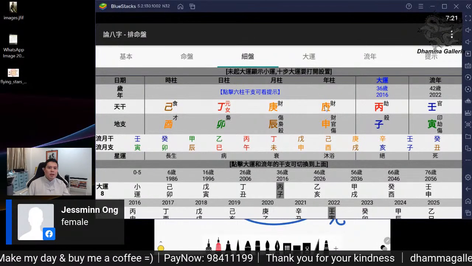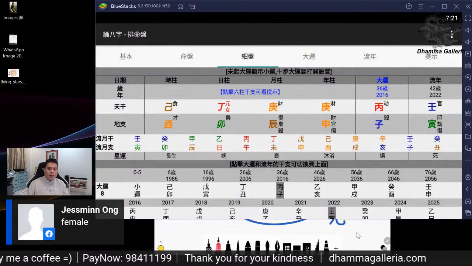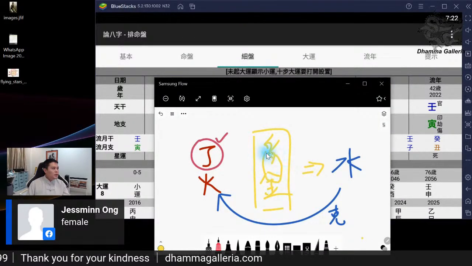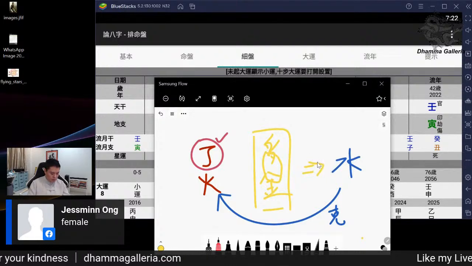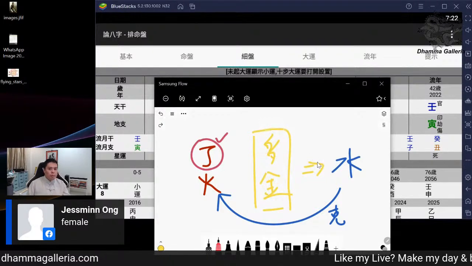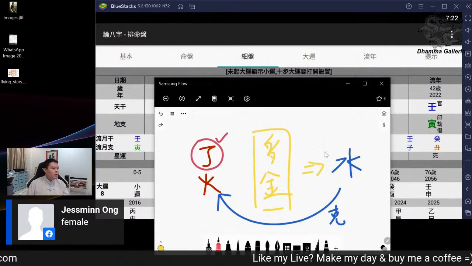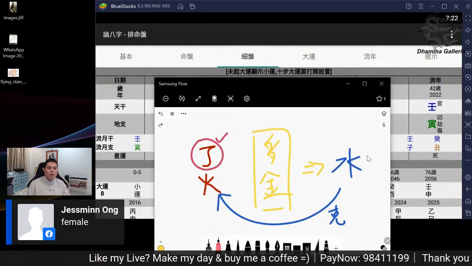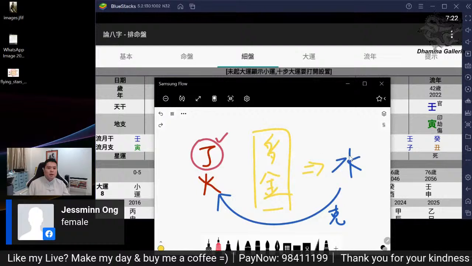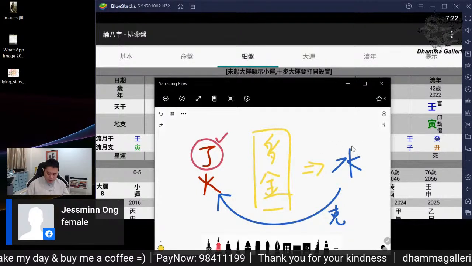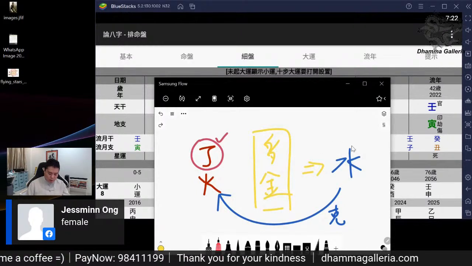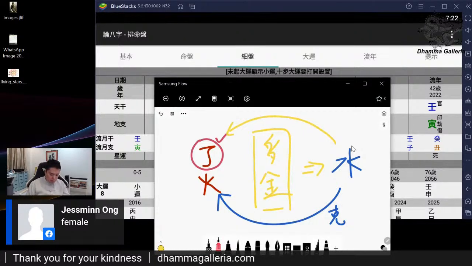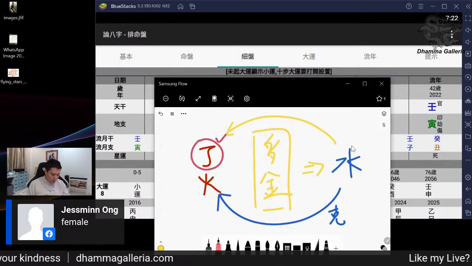Thus, someone who has a lot of metal element within the chart will enhance the water elements within your chart also, okay? Even though your water elemental energy is more hidden, they are still there. And this is 水克火的一个状况了，能够了解吗？ Can you understand this point?